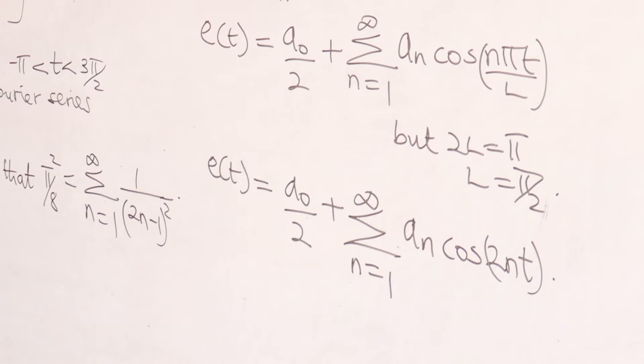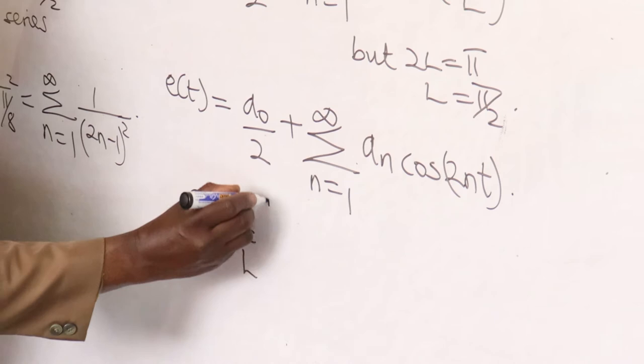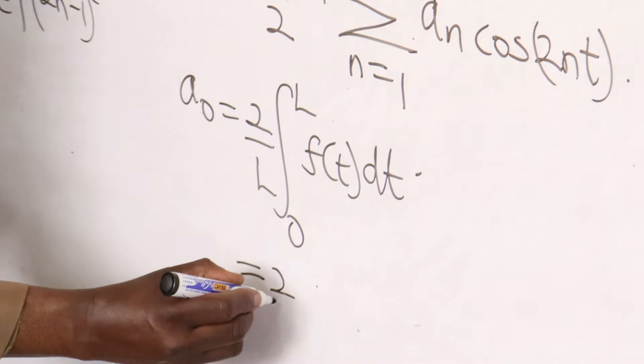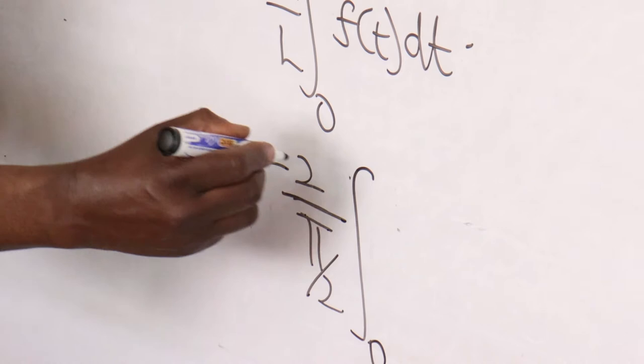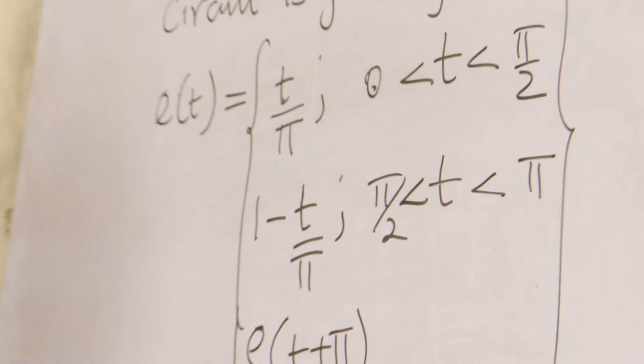Now from there we can start by getting a0. a0 will be 2 all over L. We integrate from 0 to L, f of t dt. Our L is pi all over 2, so we integrate from 0 to pi all over 2. Between 0 and pi all over 2, what is our function? T all over pi.